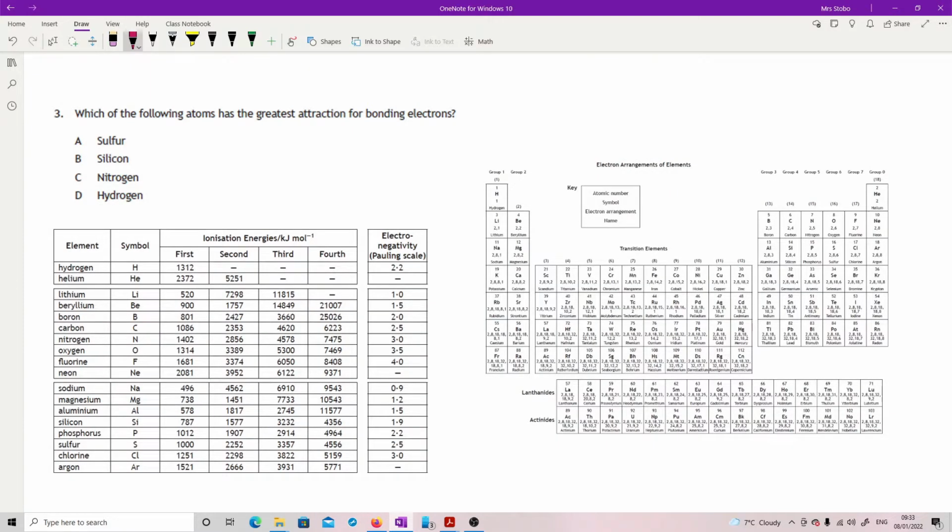Okay, question 3. Which of the following atoms has the greatest attraction for bonding electrons? Frankly, this is just another question on electronegativity, because this is your definition for electronegativity, really, that it wants to pull the electrons towards it. So what are we looking for? Sulfur is 2.5. Silicon is 1.9, nitrogen is 3, and hydrogen is 2.2. Okay, so greatest attraction is definitely nitrogen.